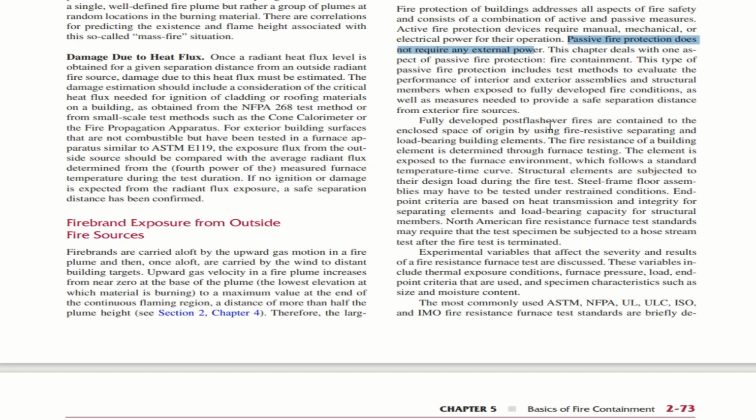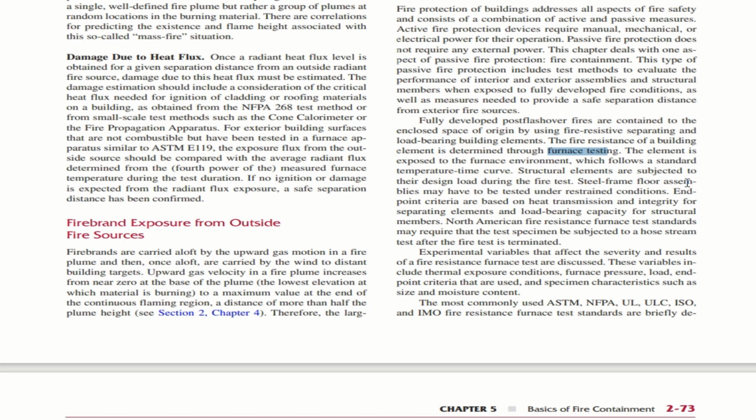Fully developed post-flashover fires are contained to the enclosed space of origin by using fire-resistive separating and load-bearing building elements. The fire resistance of a building element is determined through furnace testing. The element is exposed to the furnace environment, which follows a standard temperature-time curve. Structural elements are subject to their design load during the fire test.